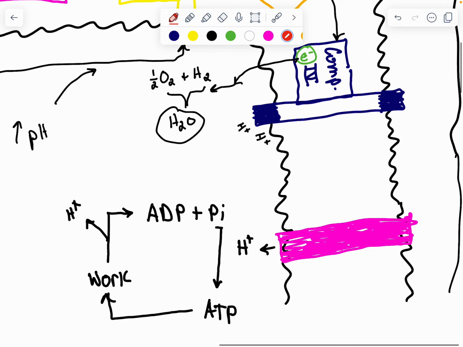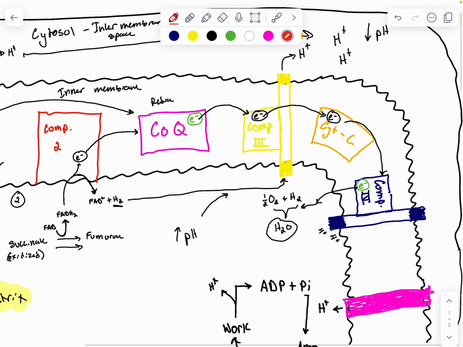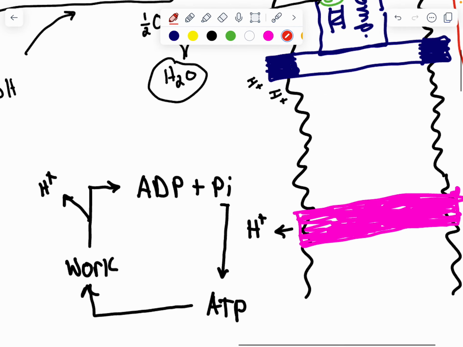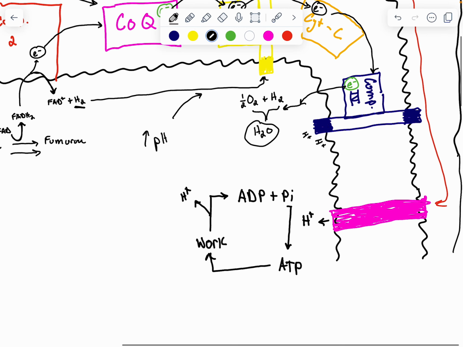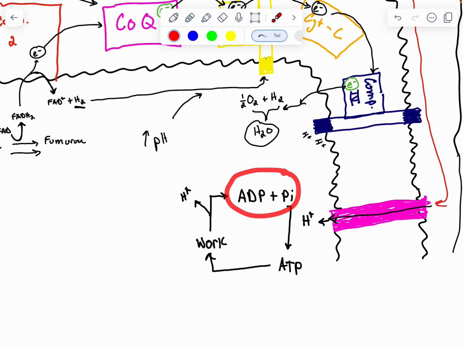So what we are able to do is take all these hydrogens and bring them down here to a channel protein. And all we're going to do is, since there's such a high concentration gradient, these hydrogens are going to start flinging back into the matrix and providing an extra little bit of energy to initiate the creation of ATP by allowing ADP and Pi to bind together and create ATP.